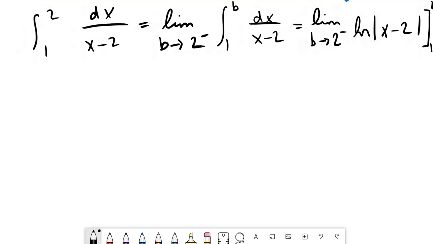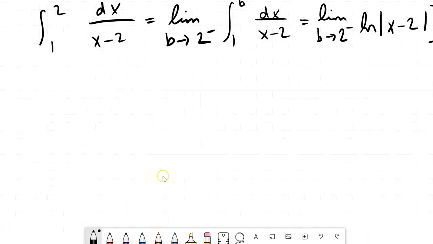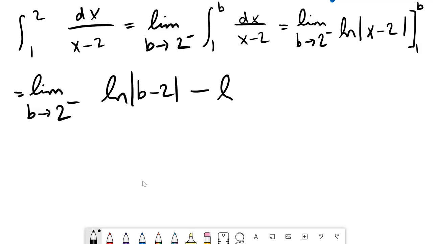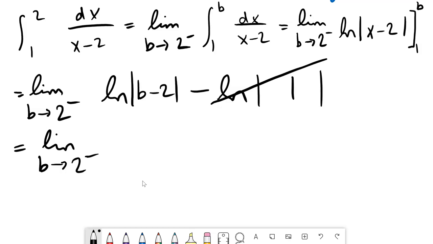So let's actually try doing this now. I can plug in the limit. Oops, I scrolled the screen too much. There we go. So we can evaluate this integral. It's the limit as b approaches 2 from the left side of the natural log of the absolute value of b minus 2 minus the natural log of the absolute value of 1 minus 2. In other words, this is just the natural log of 1, so this goes to 0. We're basically just focusing on the limit as b approaches 2 from the left side of the natural log of b minus 2.